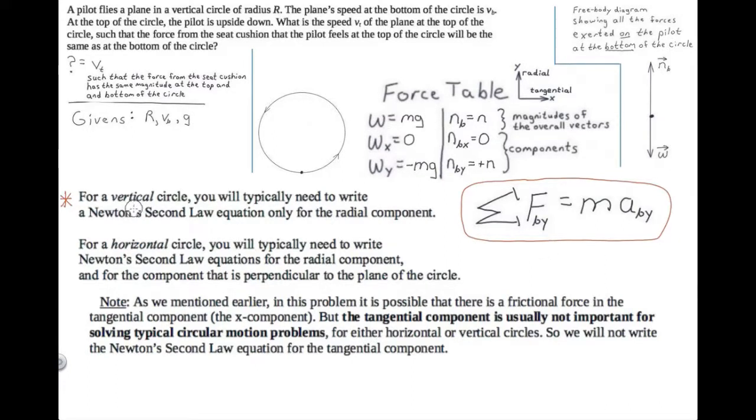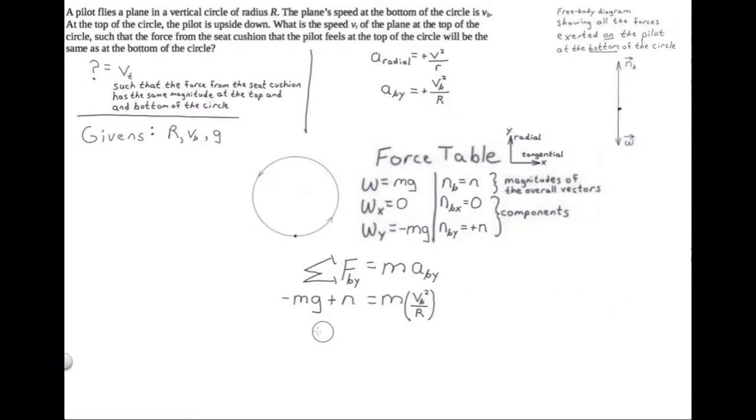For motion in a vertical circle, such as the vertical circle that we're dealing with in this problem, you will typically need to write a Newton's second law equation only for the radial component. In contrast, we saw in the previous videos that for motion in a horizontal circle, you will typically need to write the Newton's second law equation for the radial component and for the component that is perpendicular to the plane of the circle. Now we substitute into the Newton's second law y equation.